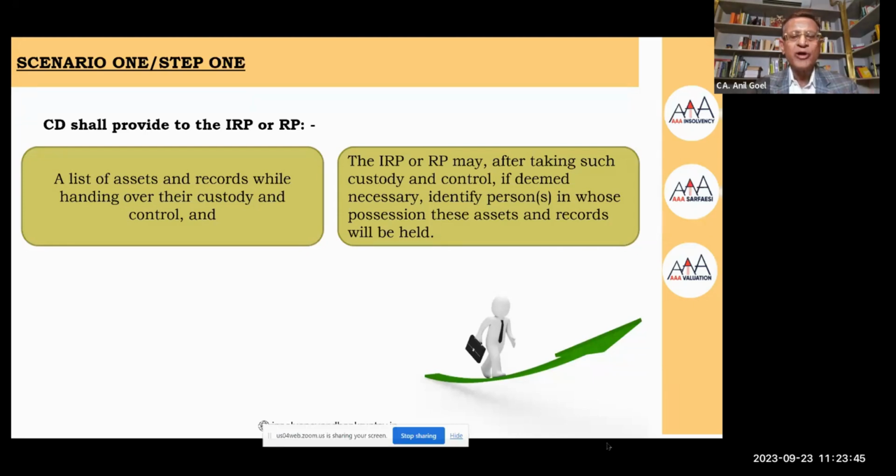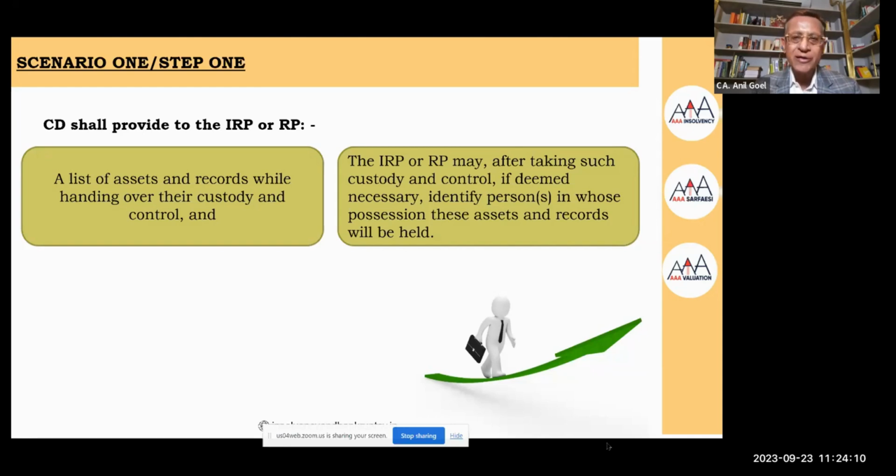There was no process defined in the code, and no process defined in the regulations. So now the IBBI has defined a process: what has been given, what was sought, what is not yet given, so that all the process documents are now specified. What are the process documents? Now let us understand scenario one.